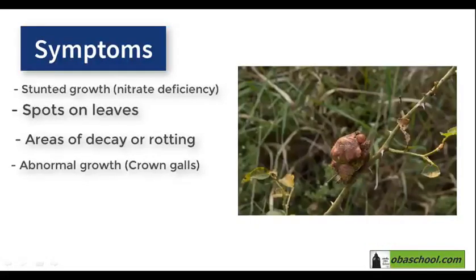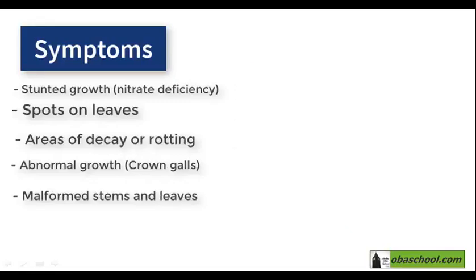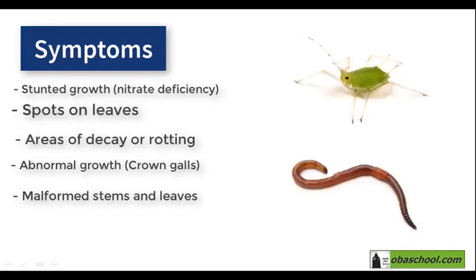If we see abnormal growths on the plant, we think of crown galls caused by bacterial infections. We looked at this in the bacterial infections part of this chapter. If we see malformed stems and leaves, we relate this to aphid or nematode infestation. They can be eating these parts of the plants.